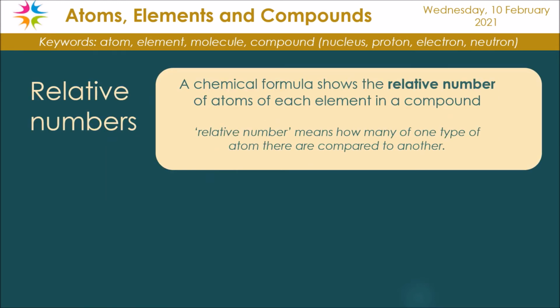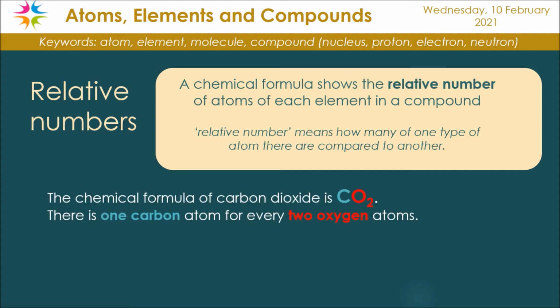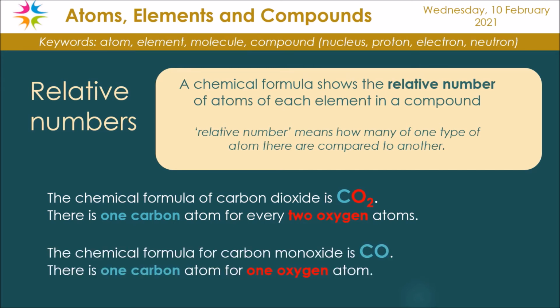The chemical formula also shows the relative number of atoms of each element in a compound. Relative number means how many of one type of atom there are compared with another. So here's a good example. The chemical formula of carbon dioxide is CO2. There is 1 carbon atom for every 2 oxygen atoms. But in the next one, this is carbon monoxide, so it's 1 carbon and 1 oxygen.